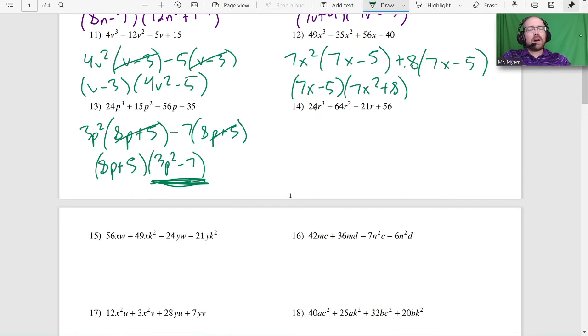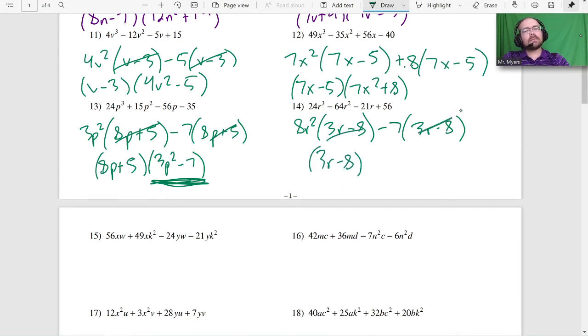Okay, so definitely 4. 8? Yeah, 8 looks like that works. I think that's it. Let's go for it. 24 over 8, that'd be 3. 64 over 8 is 8. Minus, it's like 7. So we'd have 3r minus 8. 7, 8, 56. 7, 3, 21. Got it. 3r minus 8. 8r squared minus 7.